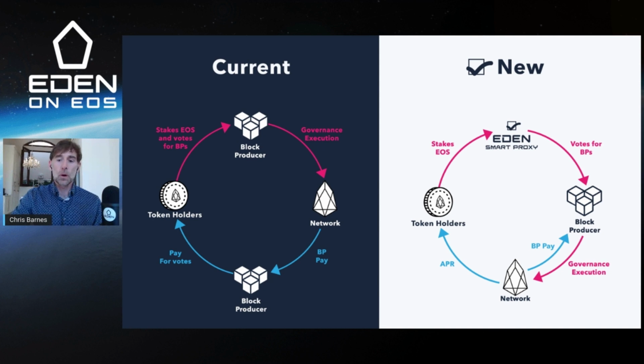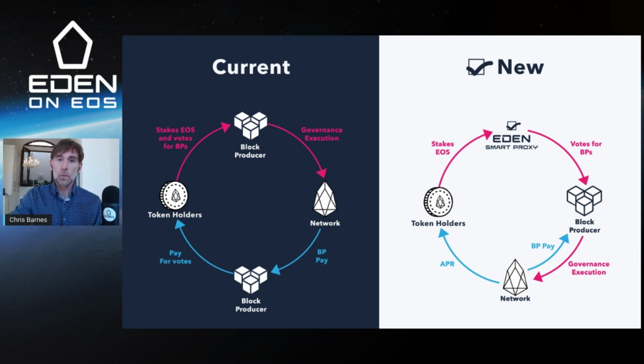However, here the network is paying the block producers directly as they currently do, but they're also paying the token holders. That is a very big difference, where no longer are block producers being expected to pay for the votes directly, and instead the network is rewarding token holders directly. This also creates an arm's length distance between the token holder and the block producer who executes governance decisions.